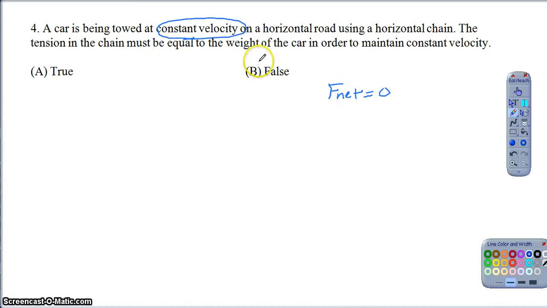So then the tension in the chain must be equal to the weight of the car. Is that true or false? Well, if I'm dragging the car, it's a beautiful car here, I know, right?